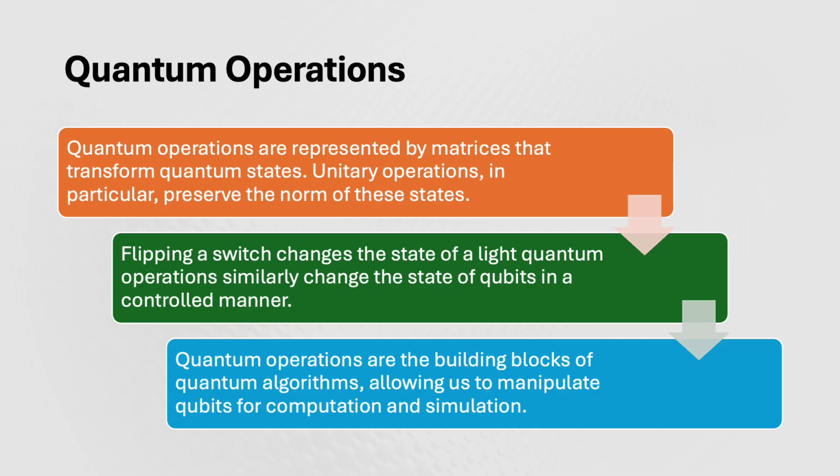So quantum operations are represented by matrices that transform quantum states. Unitary operations, which I discussed at length in the third lecture, in particular preserve the norm of these states. Flipping a switch changes the state of a light; a quantum operation, similarly, changes the state of qubits in a controlled manner. Quantum operations are the building blocks of quantum algorithms, permitting us to manipulate qubits for computation and simulation.